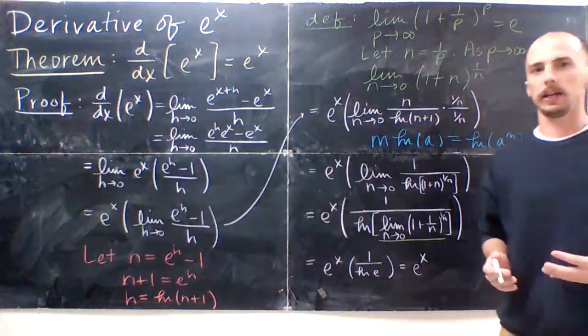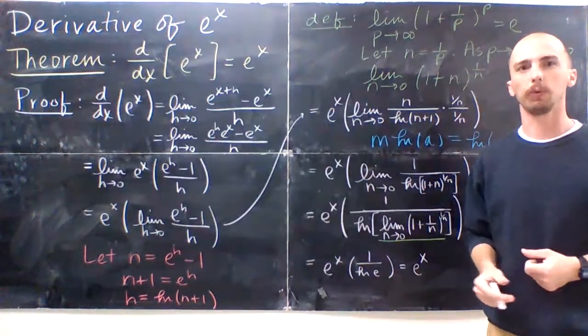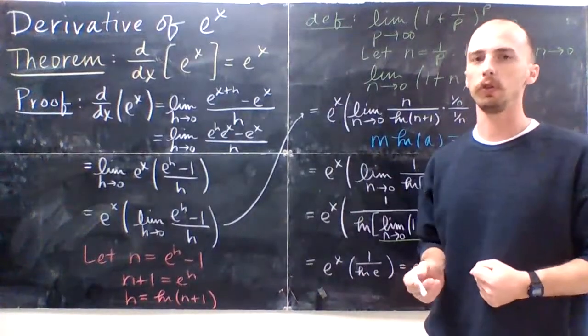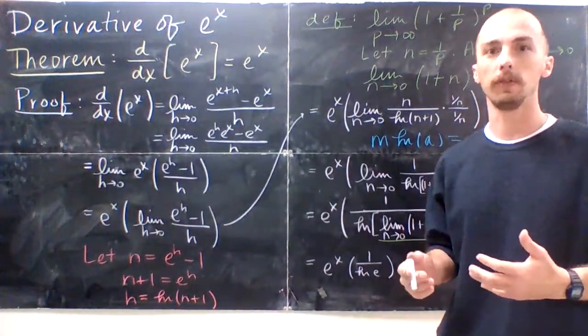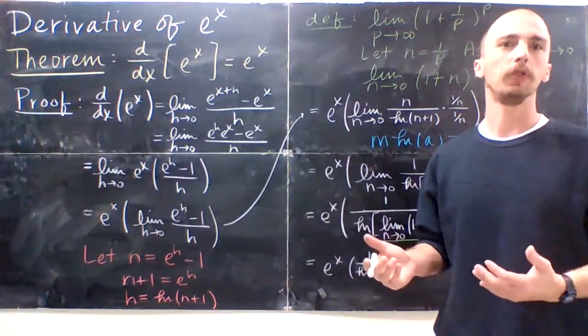So this is why, up to our definition of e, the derivative of e to the x with respect to x is e to the x. And in a later video, I'll probably show you about the derivatives of 2 to the x, 3 to the x, 10 to the x, really exponentials that don't have e as the base.